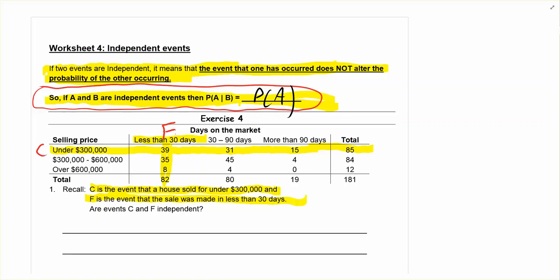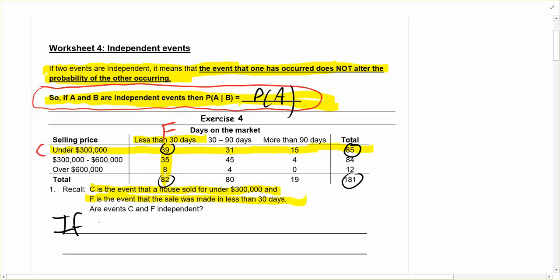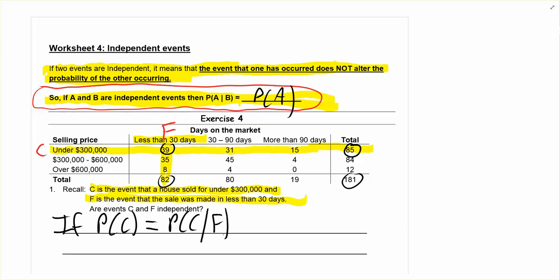So this is how we tell. We compare the probability of a randomly chosen house being cheap, so that's 85 out of 181, with the probability of a randomly chosen fast house being cheap, which would be 39 out of 82. So we've got to compare those two probabilities. All right. So if the probability of C is the same as the probability of C given F, in other words, knowing that it sold fast doesn't change its probability of being cheap. If that's the case, then we can say they're independent.